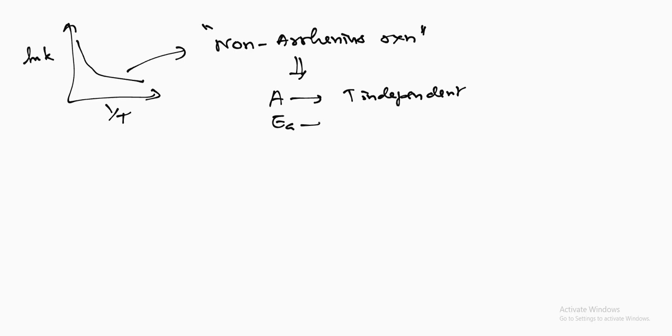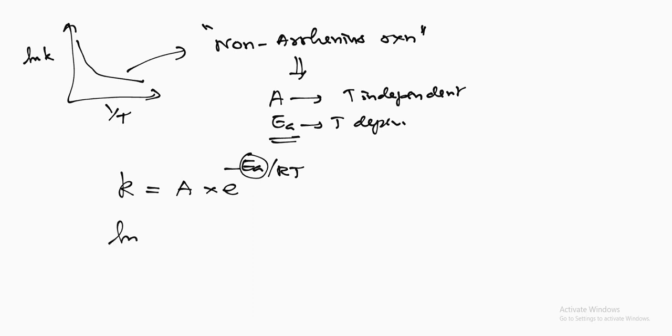But EA is temperature dependent. In this case, yes, you can calculate activation energy by making use of the Arrhenius equation. How? Still we can calculate activation energy. The formula for the Arrhenius equation is K equal to A into e power minus EA by RT. Now, activation energy is temperature dependent. So what should we do? I'll take the logarithm. So ln K equal to ln A minus EA by RT.